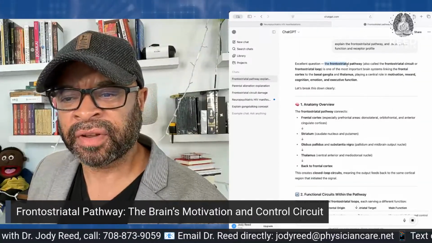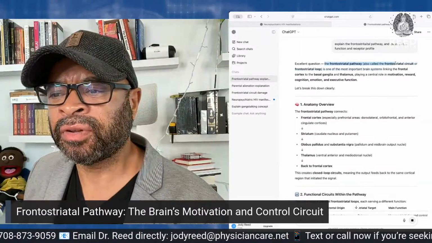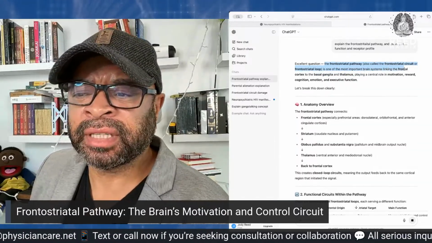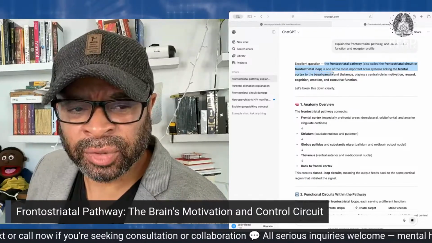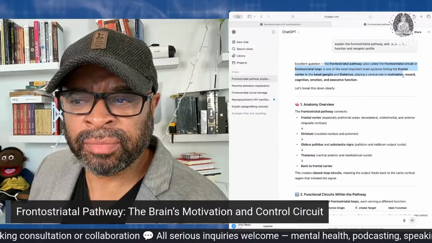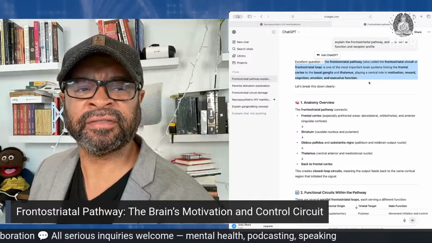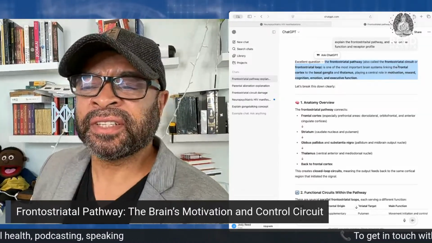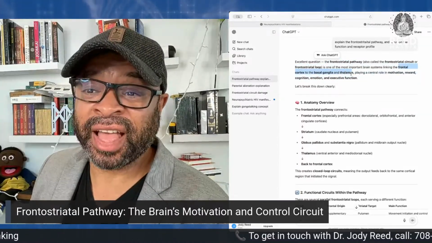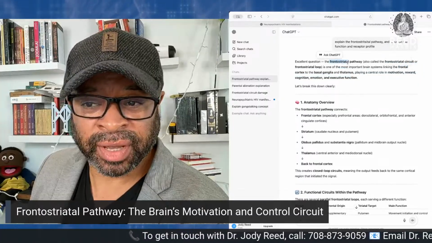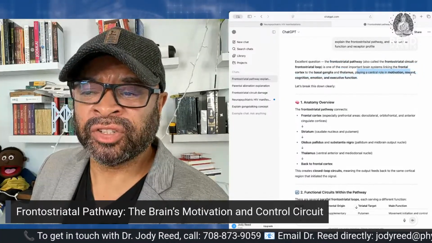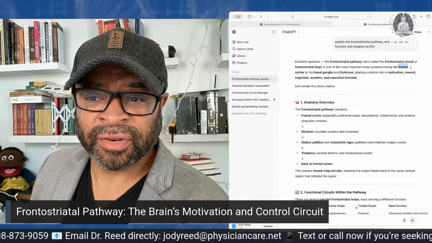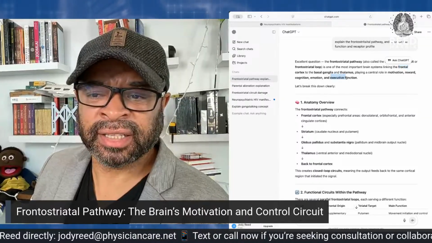Okay, excellent question. The frontostriatal pathway, also called the frontostriatal circuit or the frontostriatal loop, is one of the most important brain systems linking the frontal cortex to the basal ganglia and the thalamus, and playing a central role in motivation, reward, cognition, emotion, and executive function. This is very important to understand. So this connects the frontal lobe to the basal ganglia and the thalamus, right? Playing a critical role in motivation, reward, cognition, emotion, and executive functioning. Because that frontal lobe, you want to connect it and get the input for that executive functioning.